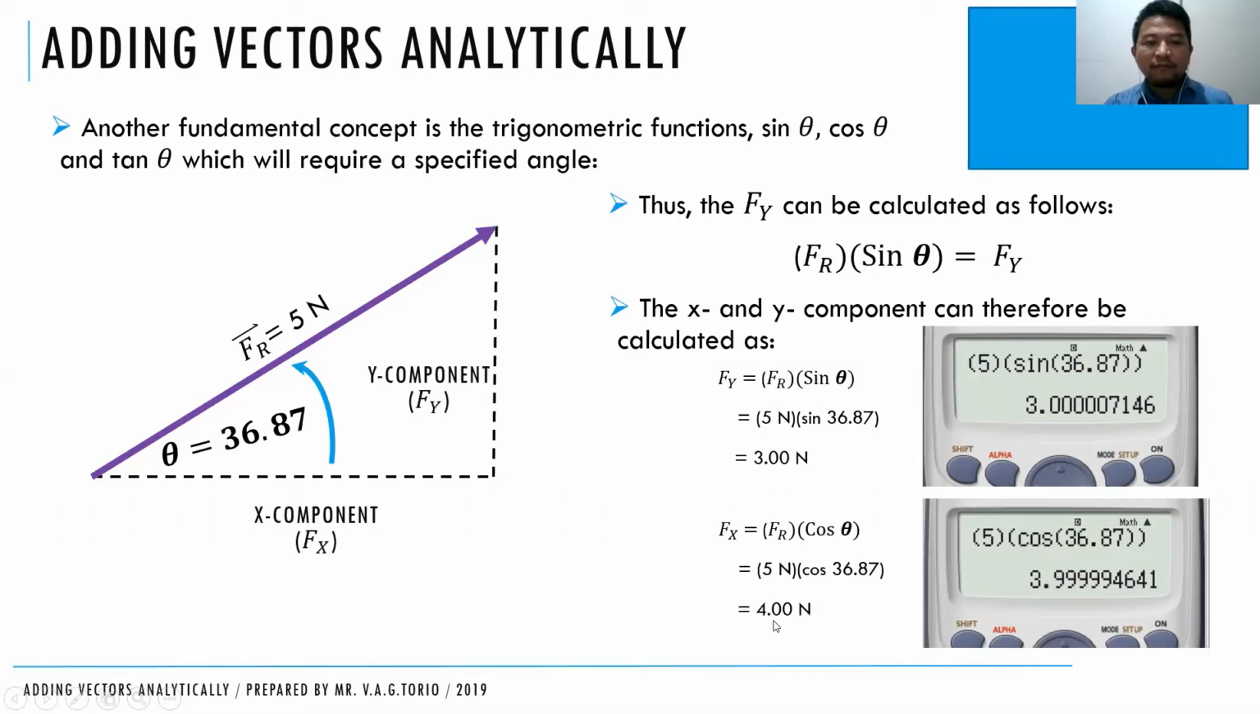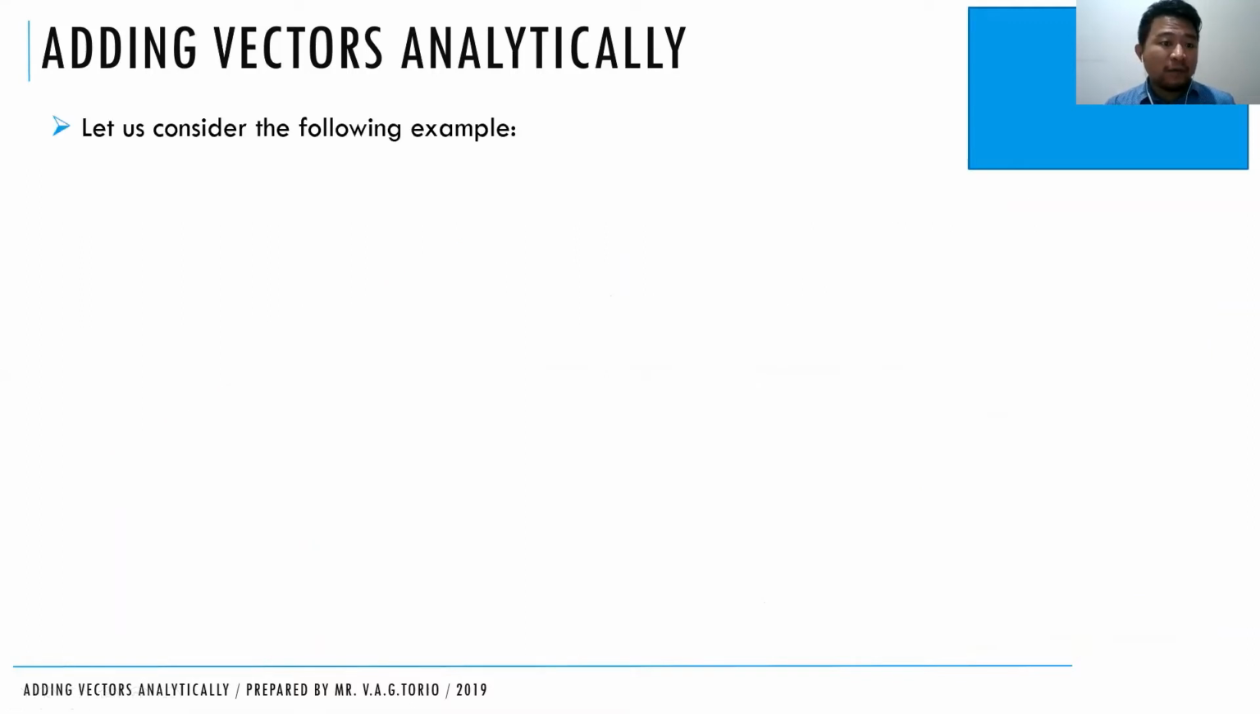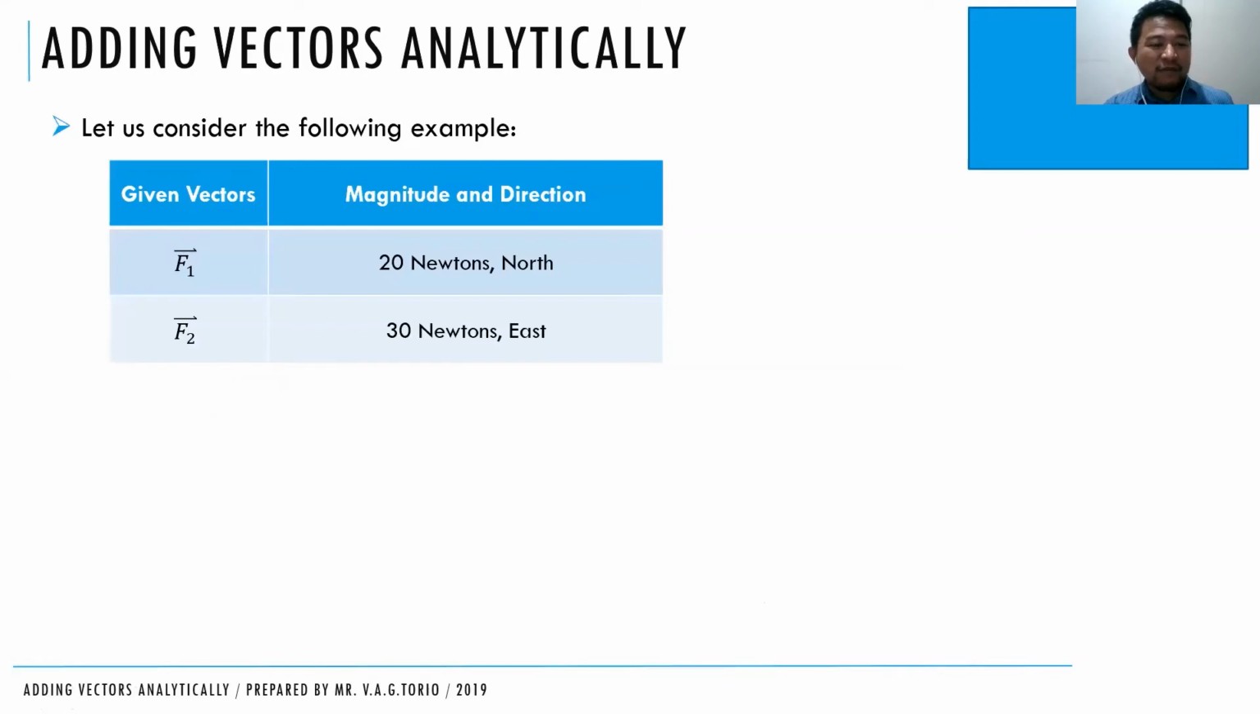Well, so far, we have already reviewed basic concepts that are essential for us to add vectors analytically. And so we now are ready to consider a particular example. This example now is the main topic, the most important concepts that we need to know in this particular presentation. So we now can consider a set of two vectors, and the task is for us to add the vectors using the analytical method or component method.